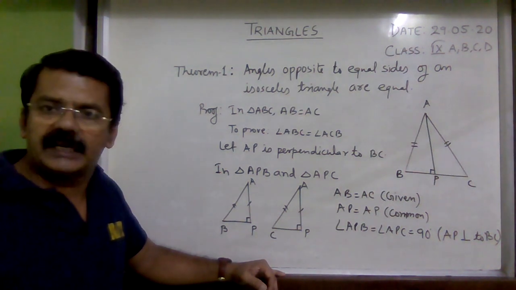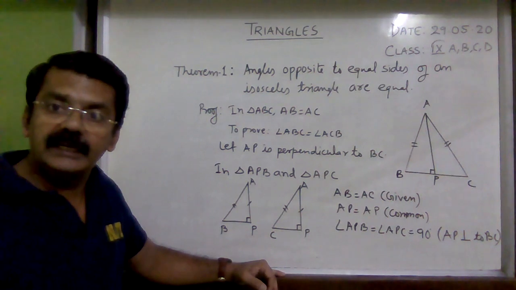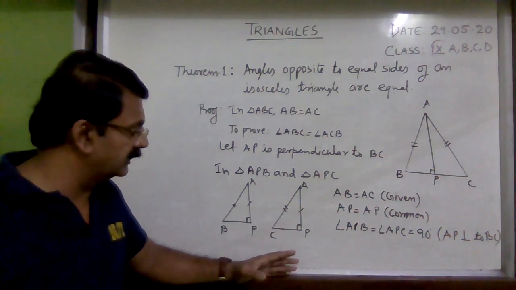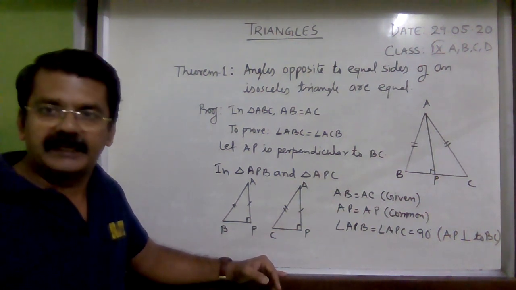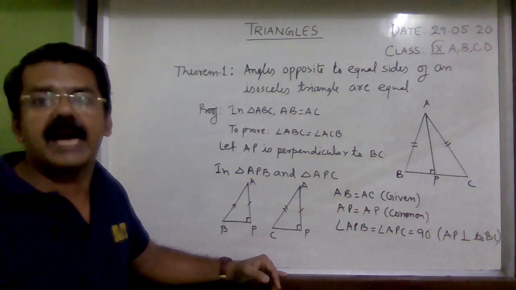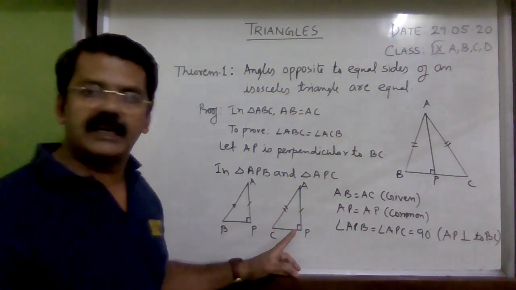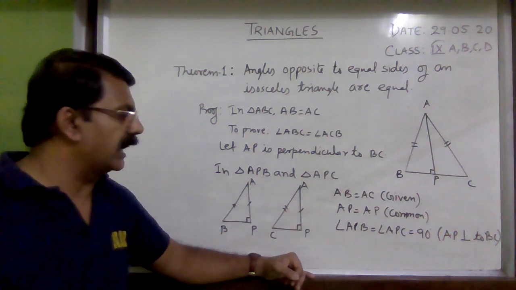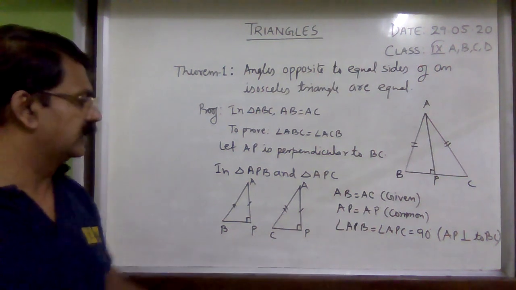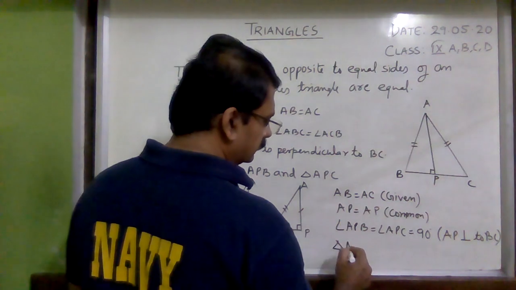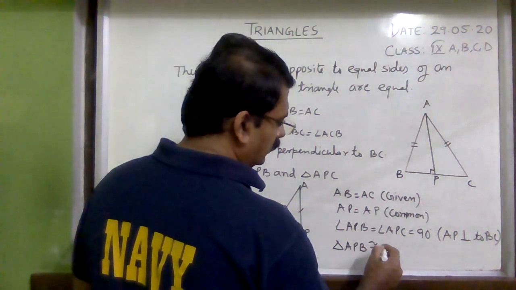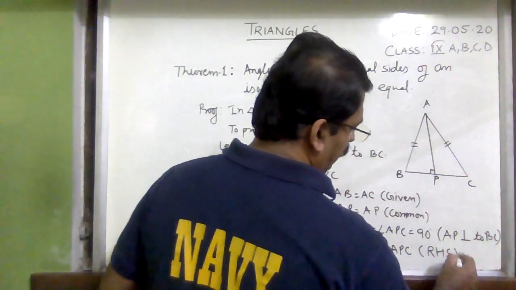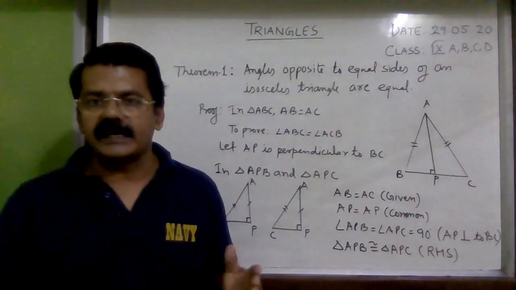Now these two triangles, that is triangle APB and APC, are congruent. Why? Because they fit the criteria right angle, hypotenuse, side, means RHS congruency. You can see one angle is a right angle, the hypotenuse is equal, another corresponding side is equal. So RHS congruency is there, so these two triangles are congruent. Triangle APB is congruent to triangle APC, and the reason will be RHS congruency.